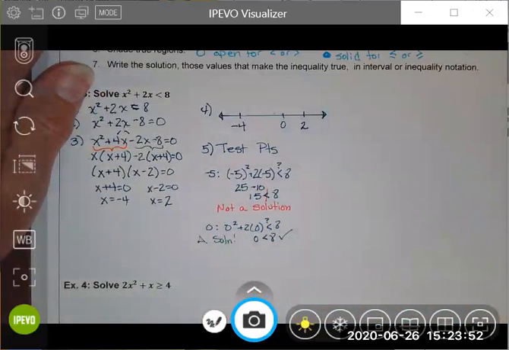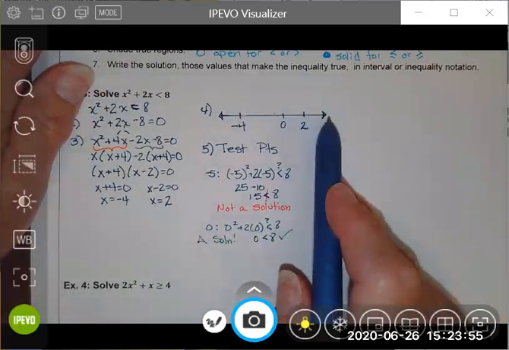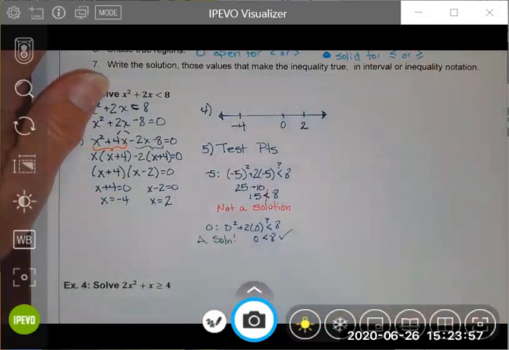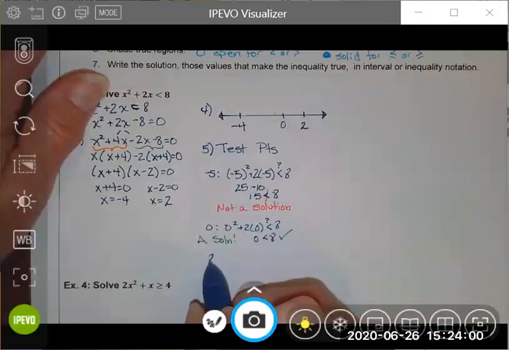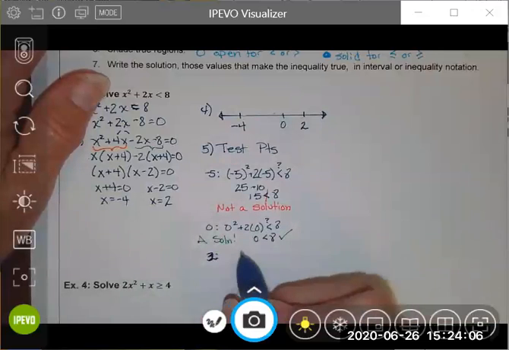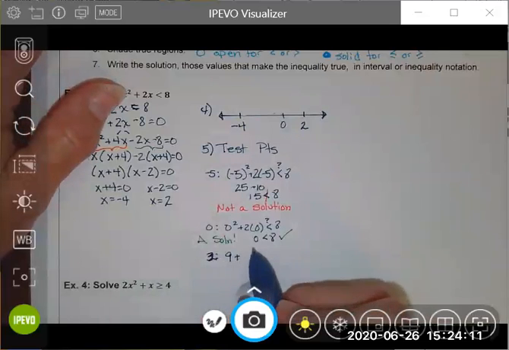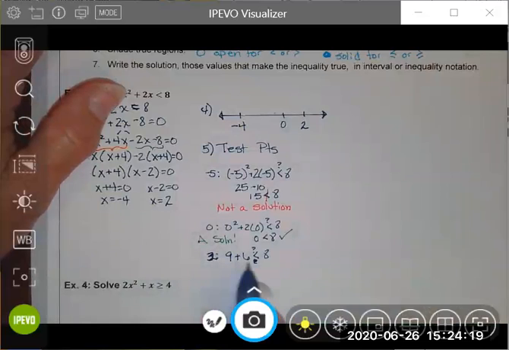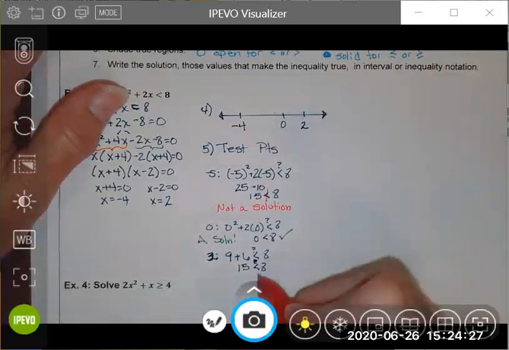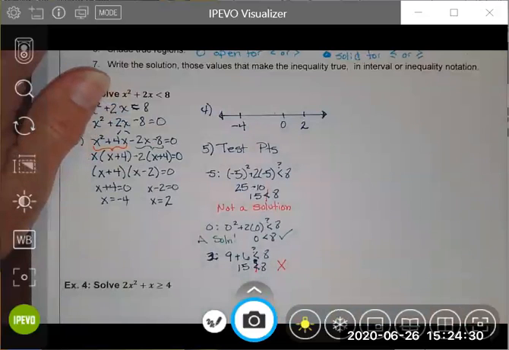And then if I want to be very thorough, I would also test a number that is to the right of my critical point. 2 is my critical point, so I'm going to test 3. 3 squared is 9, plus 2 times 3, which is 6. Is 15 less than 8? And the answer is no, it is not. It is not a solution.